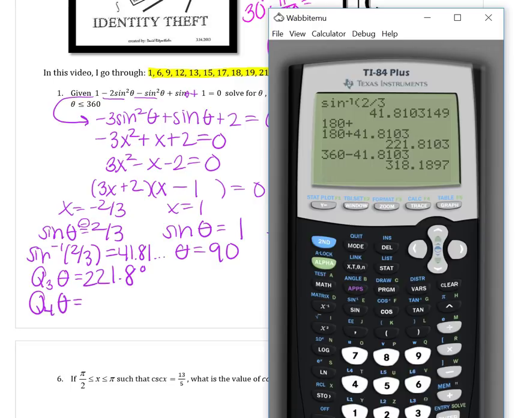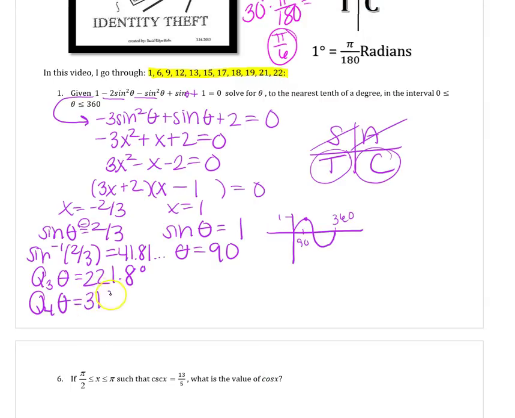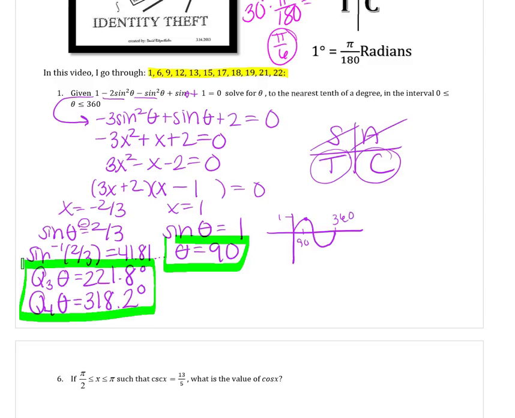So to the nearest tenth, 318.2. Okay, so all in all, your answers are 90, 221.8, and 318.2.